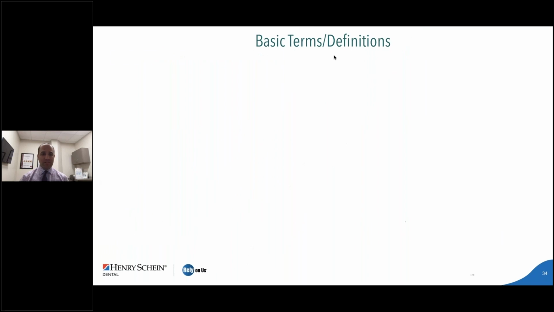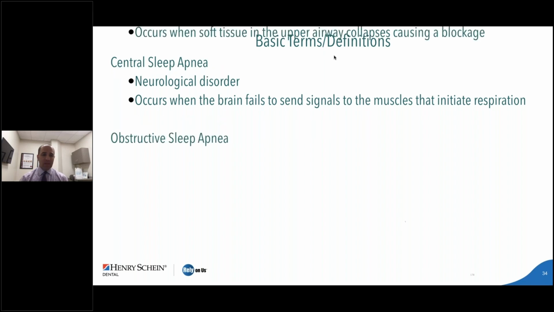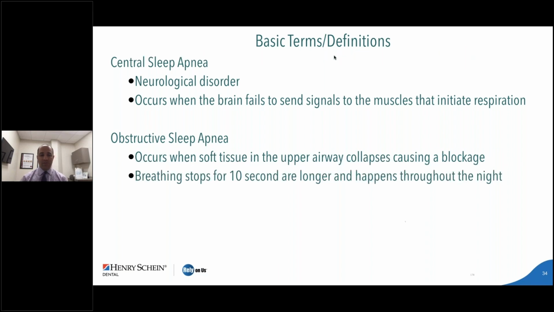So some basic terms and definitions. So central sleep apnea is a neurological disorder, occurs when the brain fails to send signals to the muscles that initiate respiration. Obstructive sleep apnea is when the soft tissue of the upper airway collapses, causing a blockage. And breathing stops for at least 10 seconds or longer and happens throughout the night.